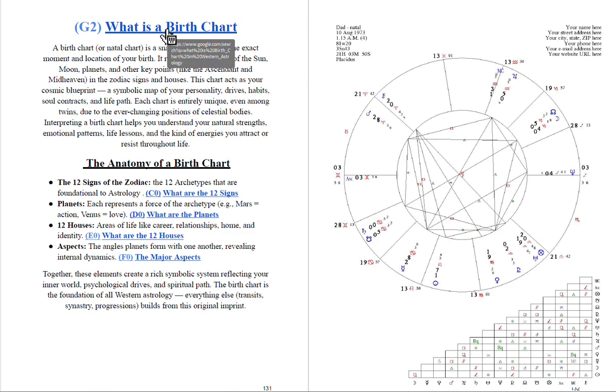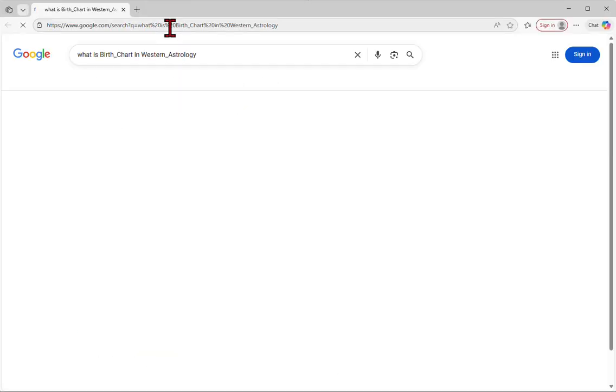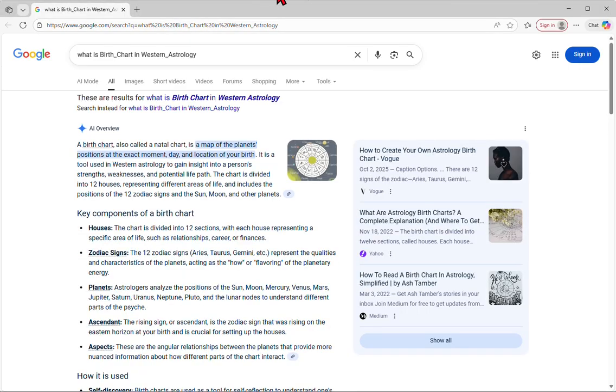But on that note, let's look here at what is a birth chart in Google. Right away, they tell you a birth chart, also known as a natal chart. It is known as a natal chart. They're both the same thing. You ever hear somebody say a natal chart or birth chart? It's all the same thing.